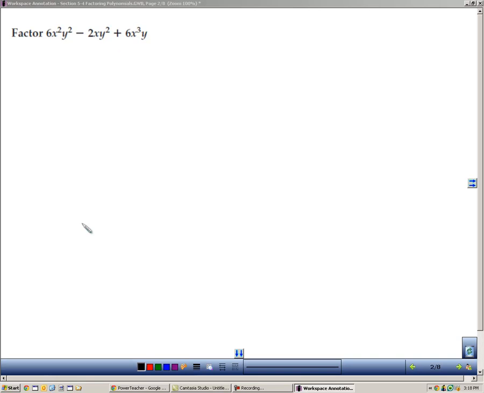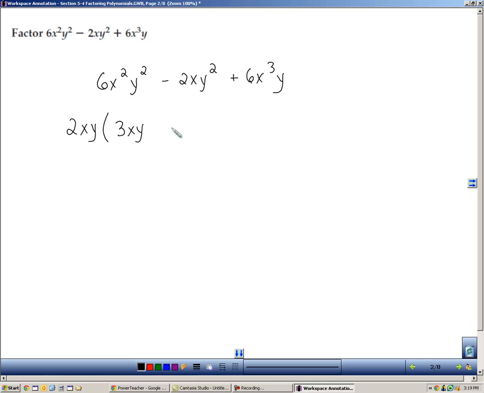Here we have an example, and no matter how many terms I have, we always want to look to take out a GCF, and it looks like there is one in this polynomial. Each term looks like it has a 2 in it, and they all have a single x in common and a single y. So I'm going to factor out a 2xy, leaving behind a 3xy. Here I factor the 2 and the x out, so the y squared is left. And here factoring out a 2, left with a 3x squared, and I took the y out. So there we go.